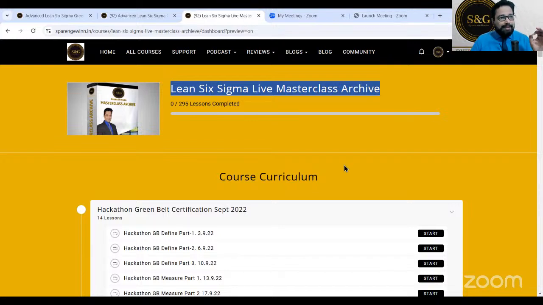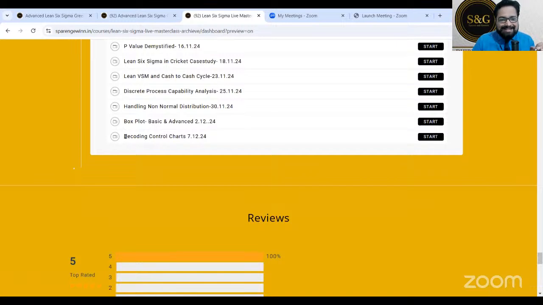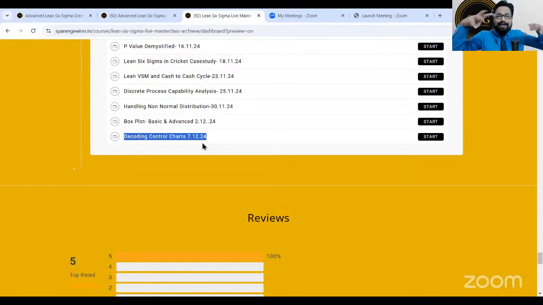For the new members, just go through the session which was conducted on 7/12/24, exactly on Saturday. Scroll down to the bottom of the folder. Whenever time permits, go through this decoding control chart session. Today's session and that session together will give you a complete picture of the control chart. Whenever you are not able to attend the live session, you will get the recording in the Masterclass Archive, the same folder.